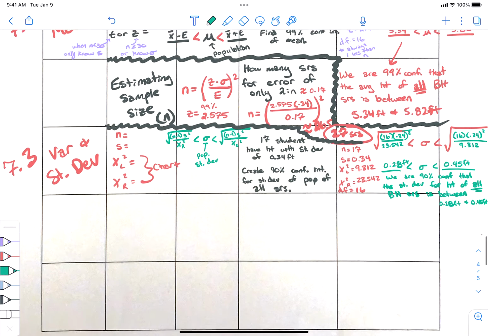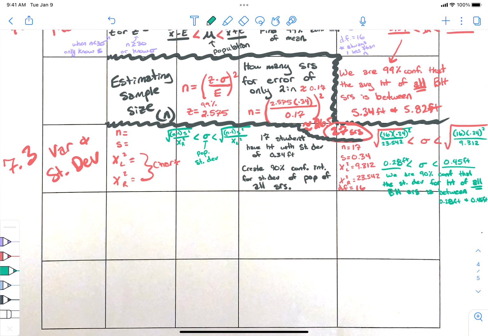So N is a thing that you could have to find. Like, how many people do I have to survey if I want an error to be this much? And what's the correlation between error and the number of people? If I survey lots of people, you're going to have a smaller error. You're going to be off by less. If I want to be lazier and survey fewer people, I'm going to be off by more, so my error is going to go up. That's an inverse relationship between the two.